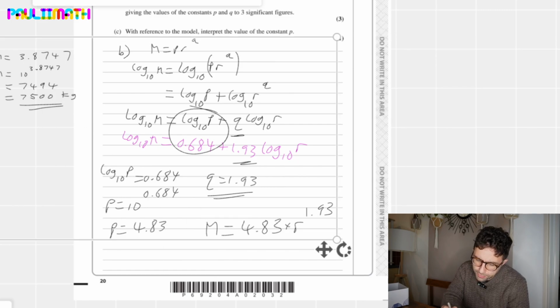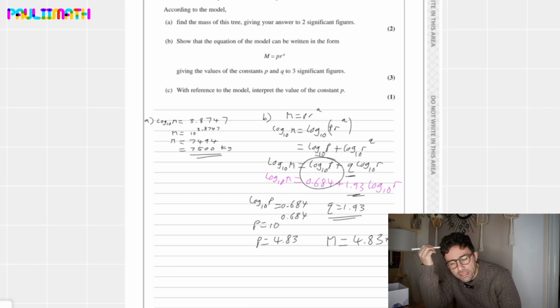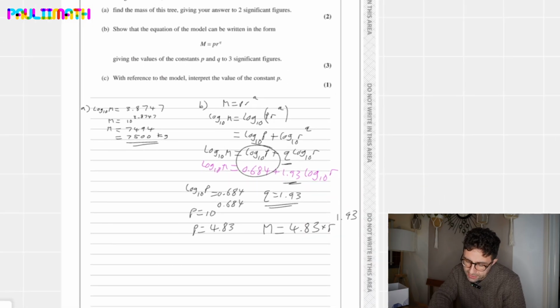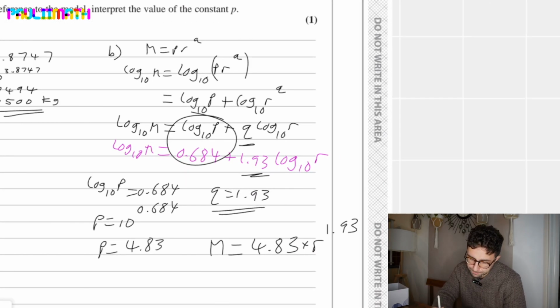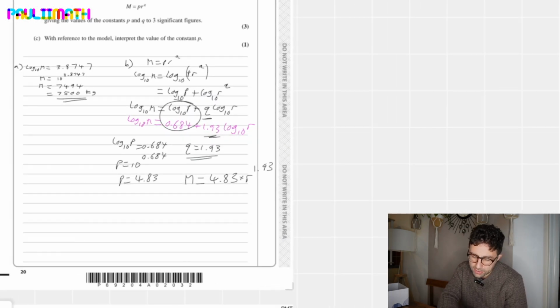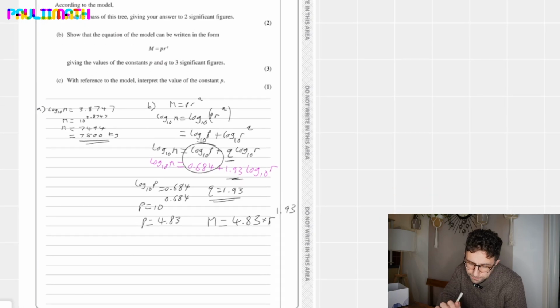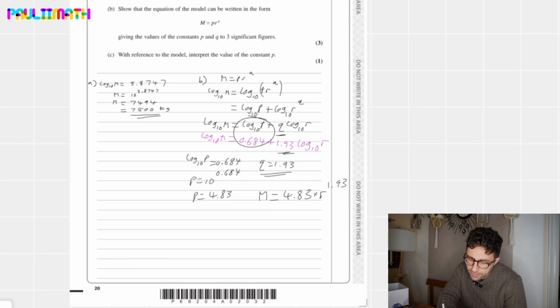With reference to the model, interpret the value of the constant p. It's quite often the initial value. Let's have a look. No, it's not the initial value. If you put in r as 0, you would get 0. So the initial mass is actually 0 in this case, unless I've made some catastrophic error. Let me tell you the answer, then explain why.